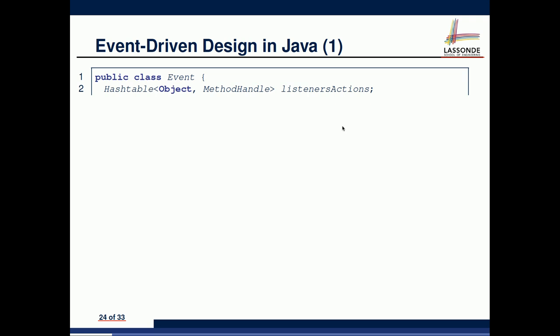It's a Java class. If you download the Java source code, out of curiosity, you will see. Method handle is basically like a reference to your method, like a pointer to function. Given some particular observer, you can return that pointer to function. That's listener actions. That's the main data structure we're using. We'll see how things work in just a moment. And then for the event, you simply initialize the empty hash table to begin with.